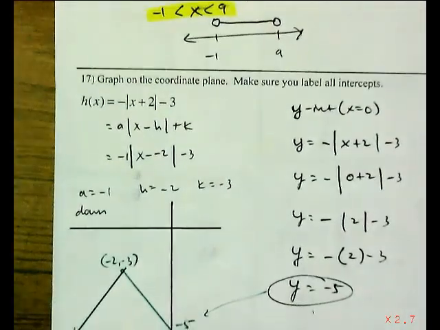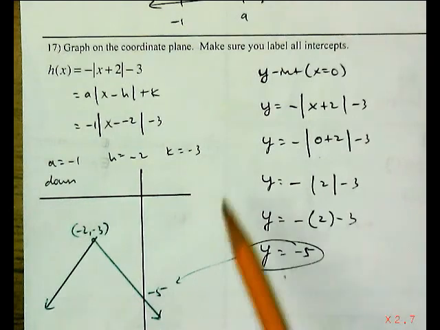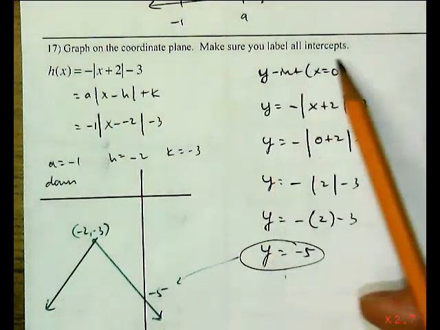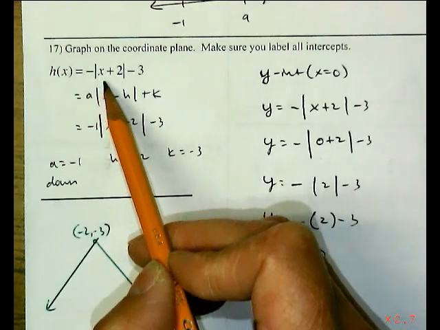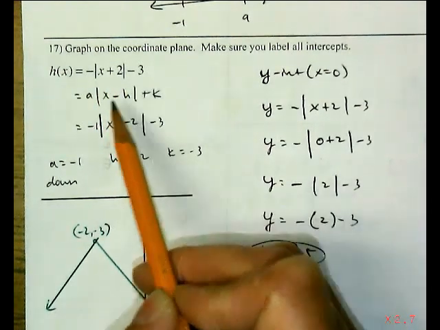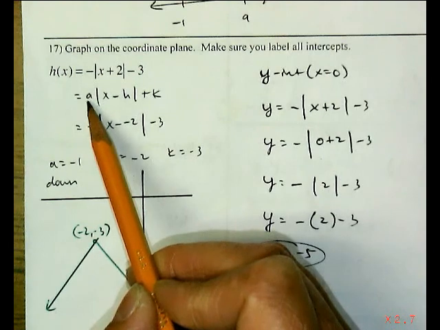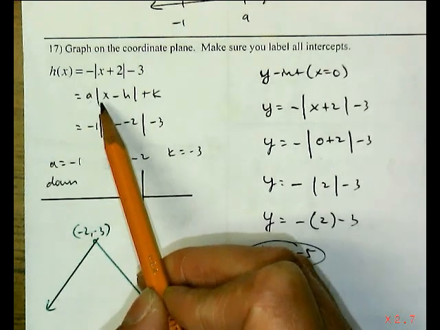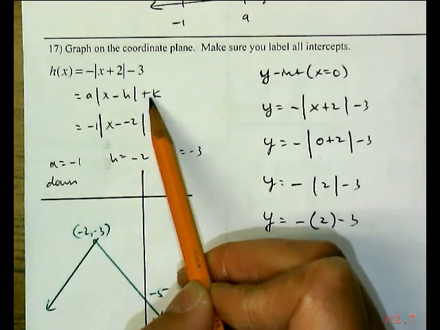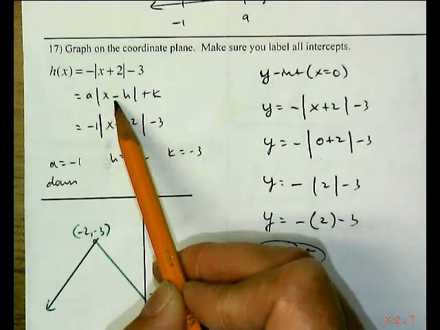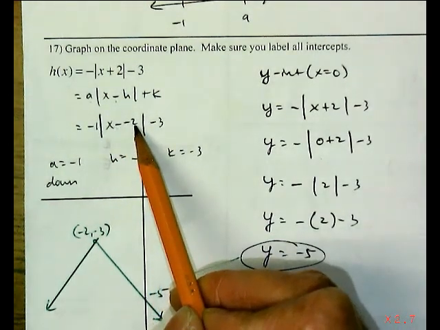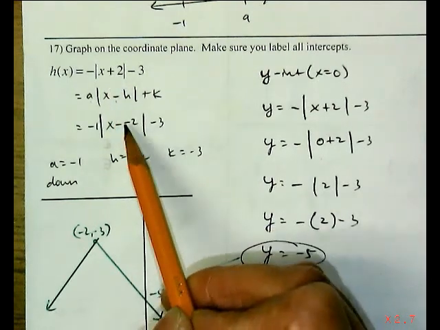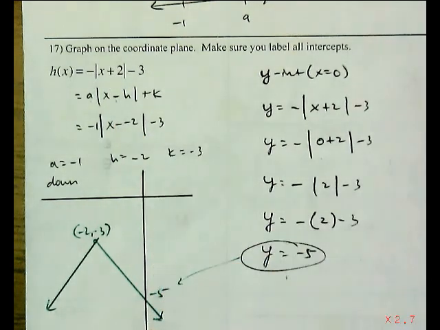Question number 17 was new to the quiz. You showed it last week. Graph on the plane. Make sure you label all your intercepts. So here I have h of x equals the negative absolute value of x plus 2, absolute value, minus 3. So I'm going to write this in vertex form: a times absolute value of x minus h, absolute value, plus k. I notice there's a plus sign, but in the equation it has a minus, so I'm going to have to change that to minus negative 2. This plus becomes minus negative 2.